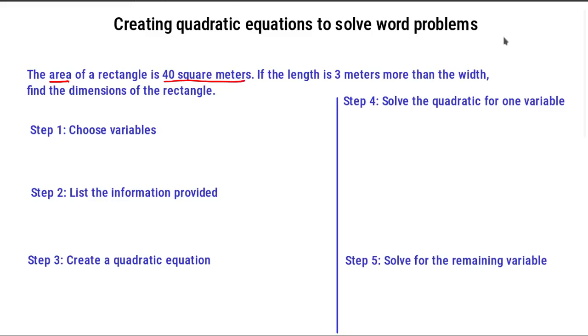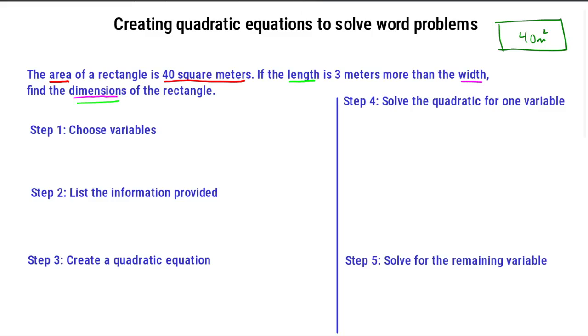All right, so we've got a rectangle. Let me draw a picture here. We've got a rectangle. The area is 40 square meters. We want to find the length and the width. And we know that the length and the width are related by this fact that the length is 3 meters more than the width. And we're looking for the dimensions. The dimensions are just the length and the width.